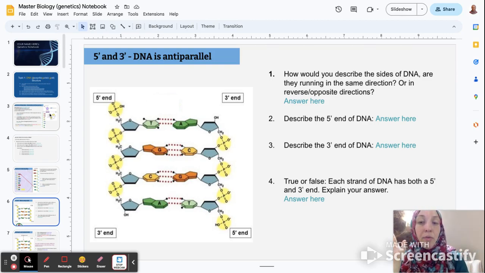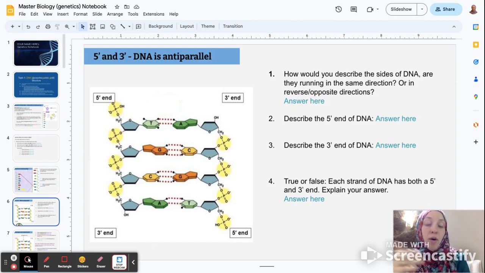The side which the oxygen is pointing to in our sugar is called the 5' end of our DNA. So our 5' end is where our phosphate group is for our nucleotide and where the oxygen is pointing for our sugar. The direction that the oxygen is pointing away from is called our 3' end.